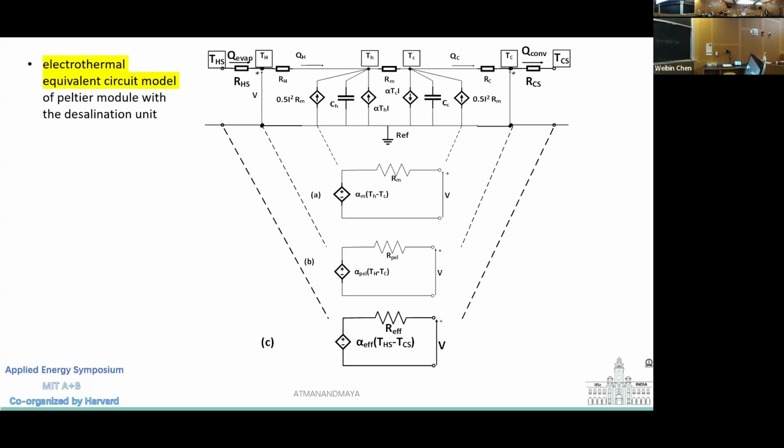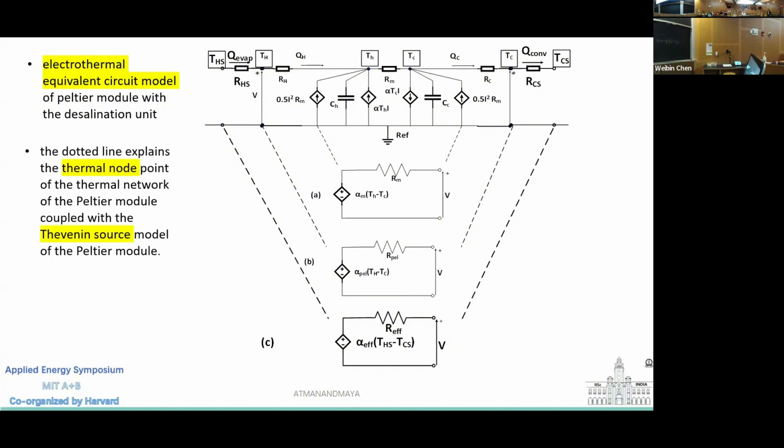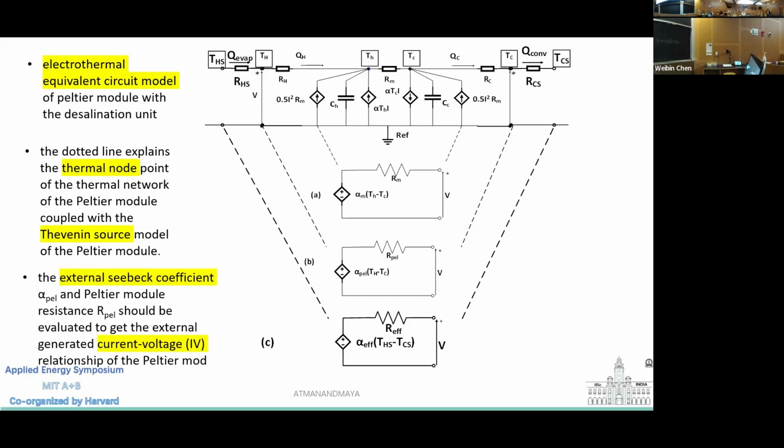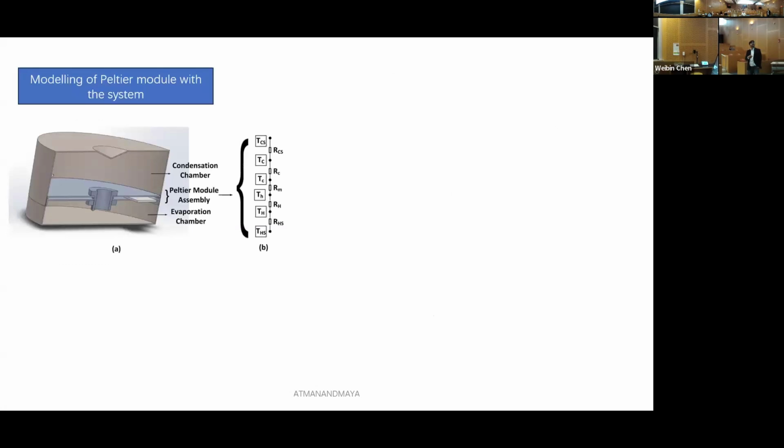This is the electrothermal equivalent circuit model of the Peltier module for the desalination system, where you will see that the dotted parts are the thermal nodes, and this is the thermal source and electrical source model. I need to find a relationship between current and voltage so that I can find the external Seebeck coefficient and the resistance of the Peltier module to measure the surface temperature.